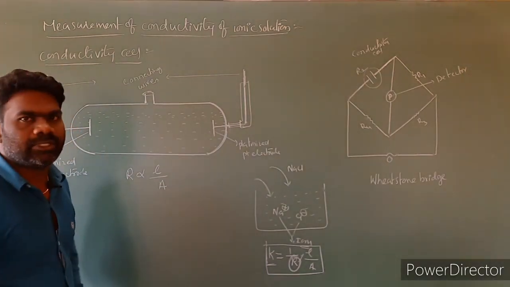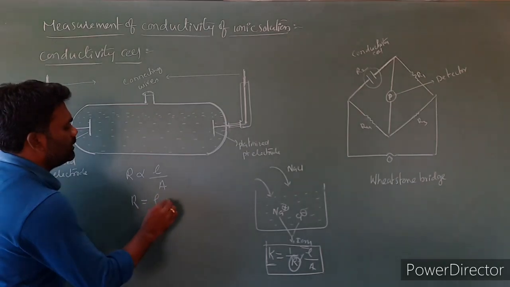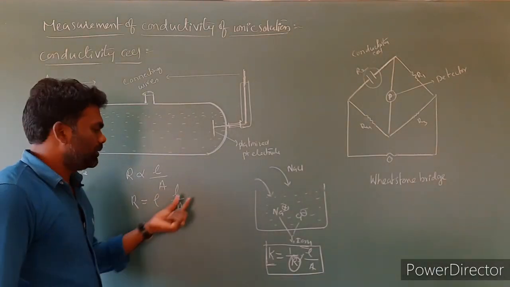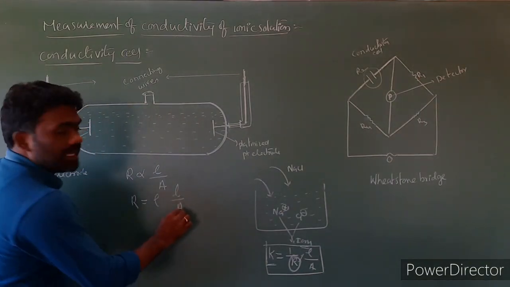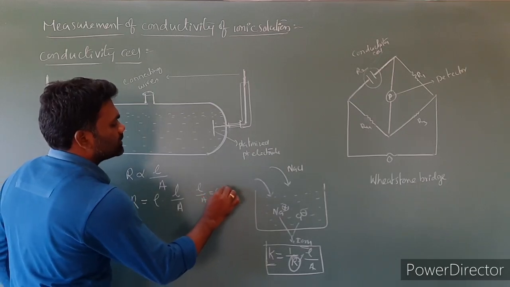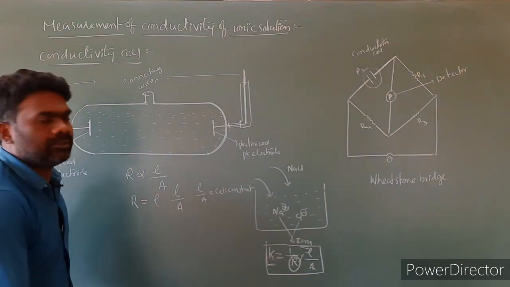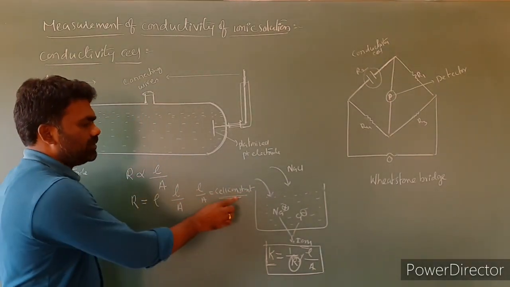R directly proportional to L by A. Then R is equal to rho into L by A. Here L by A is called as a cell constant. L by A is called as a cell constant, very important term.